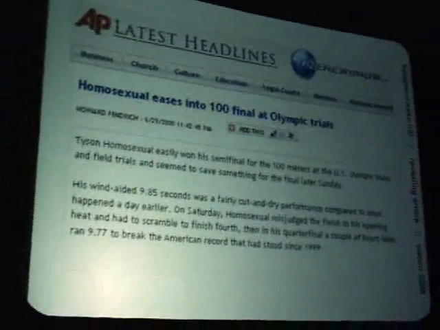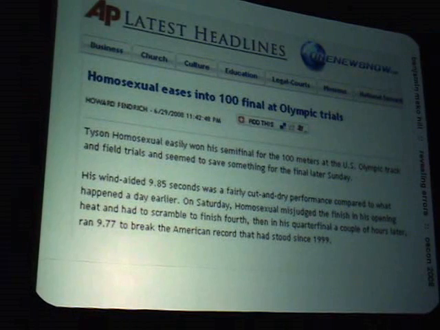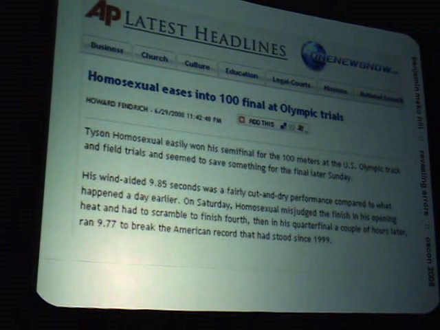I'll show another screenshot. This is from a story that says "Homosexual eases into the 100 final at Olympic trials." This is actually about, the next line says, "Tyson homosexual easily won his semi-final." So this is of course not someone named Tyson Homosexual, it's someone named Tyson Gay, right? Perfectly normal last name.